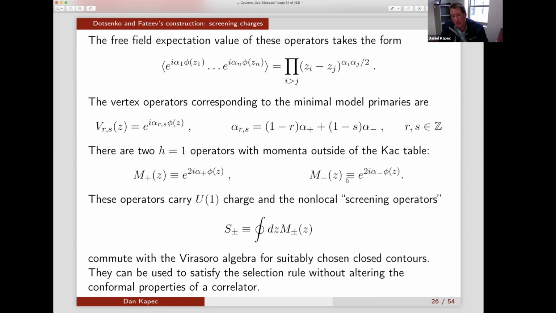So these operators carry U(1) charge, but their integrals, if the contour is closed, commute with the Virasoro algebra. So you can use them to satisfy the selection rule without altering the conformal properties of the correlation function, just its numerical value.